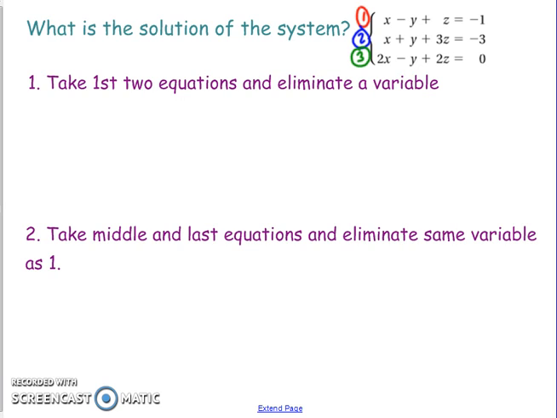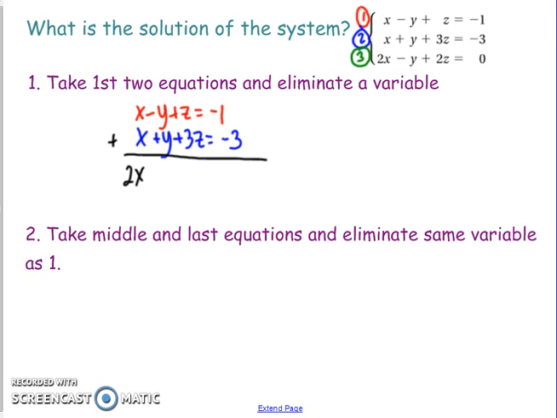So I'm going to take the first 2 equations. So I'm going to take the x minus y plus z equals negative 1, and I'm going to take the x plus y plus 3z equals negative 3. And I want to get rid of the y's. Since they have opposite signs, I can just add them. So when I go to add them, x plus x is going to give me 2x. Negative y and positive y will cancel out. That's what I wanted to happen. Z and 3z is going to give me 4z. And negative 1 and negative 3 gives me negative 4. So I'm going to circle this, and we're going to come back to that later.